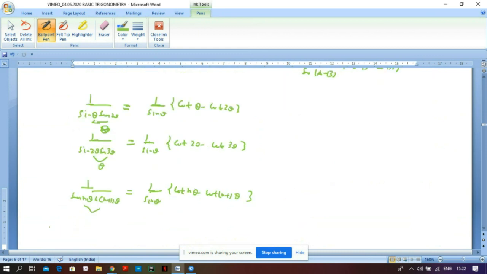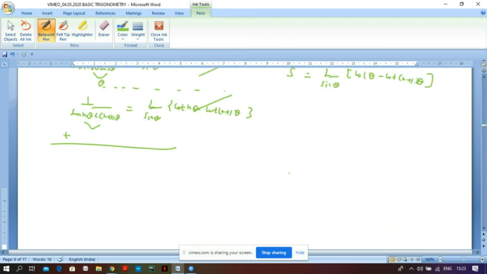When you add them, telescopic cancellation occurs: cot 2 theta cancels with this one, cot 3 theta must have cancelled from somewhere, and so on. So you are left with the series being 1 by sine theta times (cot theta minus cot of (n plus 1) theta). This is how you get your answer, and that's very easy, because once you get that, you can always plug in.